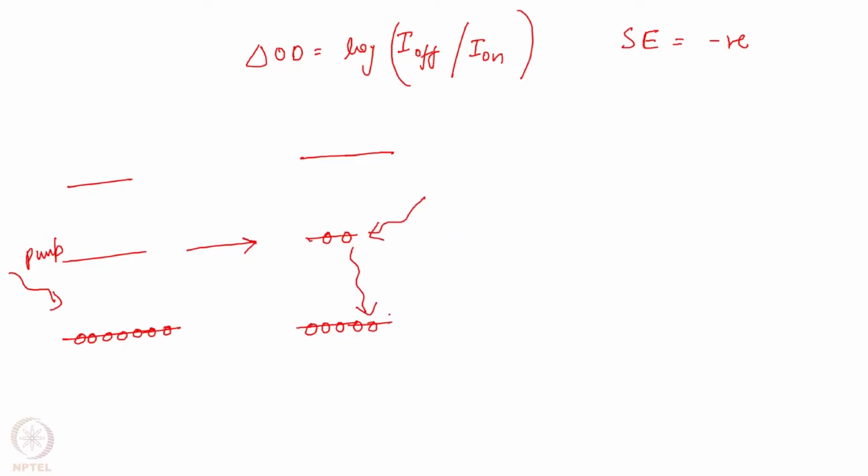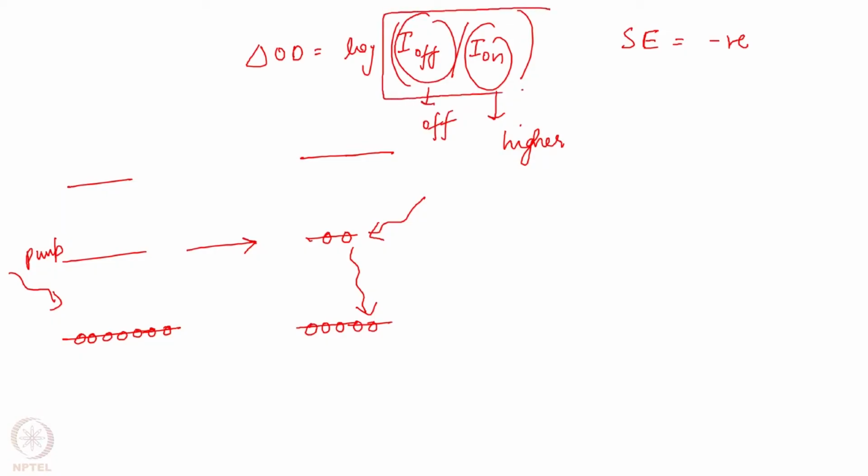Now the intensity of the probe when the pump is on will be higher, because the probe is now transmitted much more: the photons transmitted in the direction will be the total photons contained in the probe plus the photons emitted due to stimulated emission. So the intensity of the probe when the pump is on will be higher as compared to the intensity of the probe when the pump is off. So we can see that this whole value will be less than 1, and so delta OD will be negative for this.